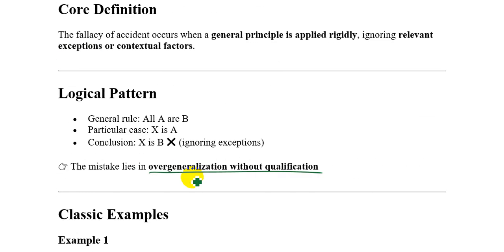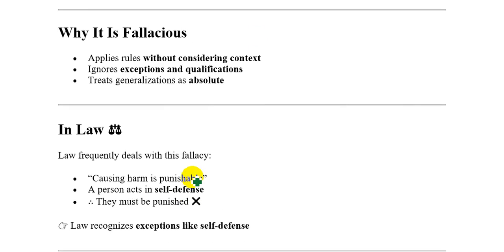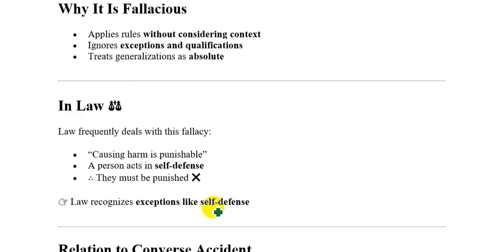It applies rules without considering the context. So, we are doing accident. Accident applies rules without considering the context. Accident ignores exceptions and qualifications. Also, the fallacy of accident treats generalization as absolute. Law frequently deals with this fallacy.